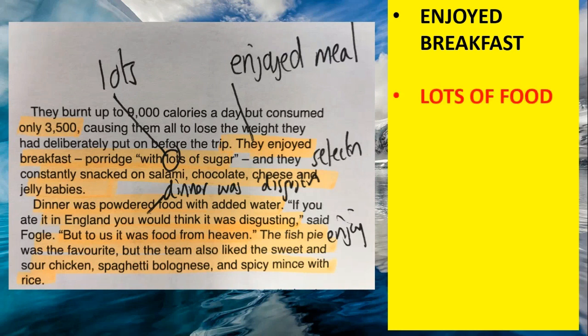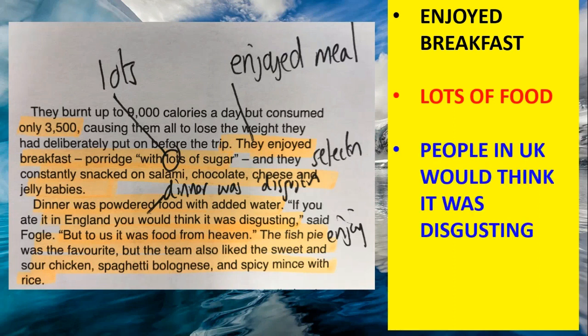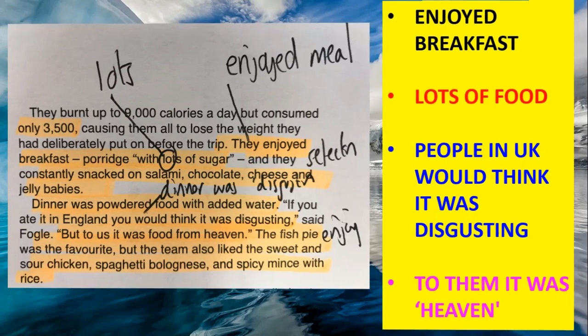So they had salami, chocolate, cheese, jelly babies, sour chicken, spaghetti bolognese, spicy mince, fish pie. They also say that when they added the water to the powdered food, people in the UK would think it was disgusting. But they also say that to them it was like heaven, so they really enjoyed it. That's what the Ben Fogle text said.